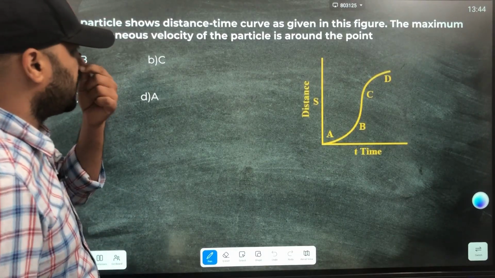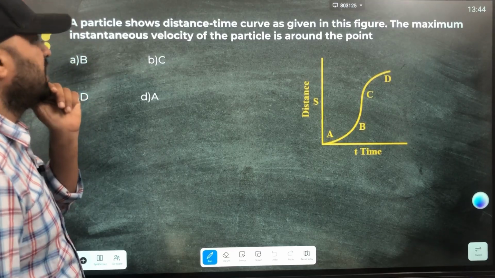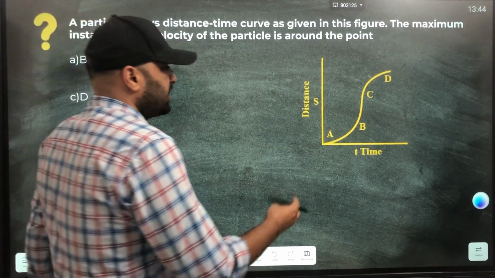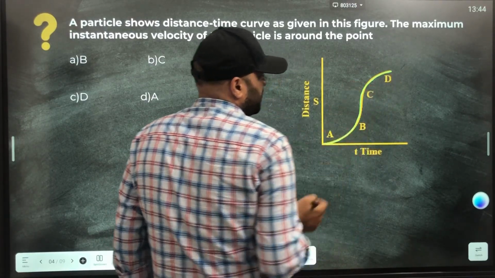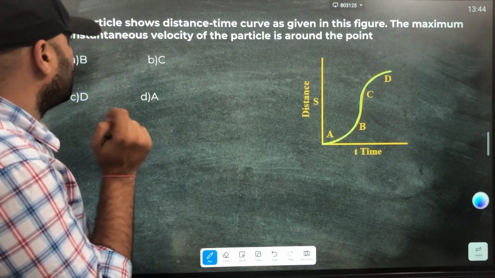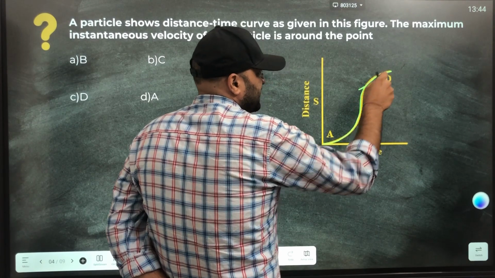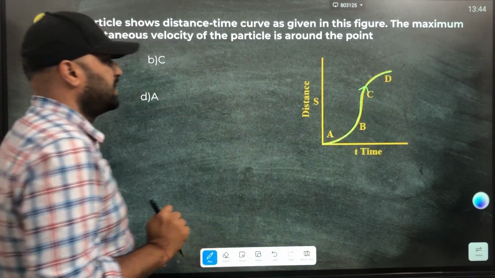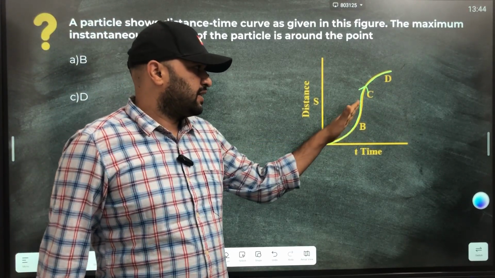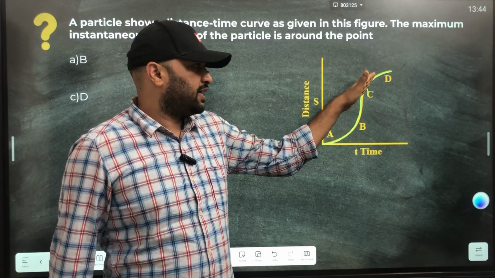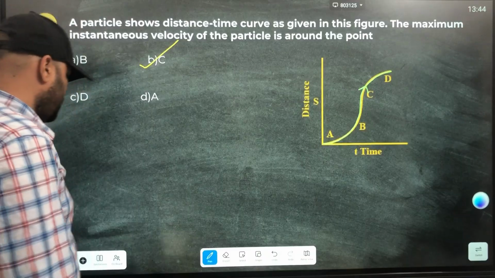Great, we have another graph, another curve. The question says a particle shows a distance time curve as shown in the figure. Fine. The maximum instantaneous velocity. Now if you look at the graph, it is increasing like this, right? It is increasing like this. So the maximum instantaneous speed or instantaneous velocity from this particular graph will be at point C. At C it is increasing, then again it is getting stable. So C is the point. Option B is the correct answer, okay? It is slowly increasing, it is getting maximum nearly at point C, between C and D, and then at D it is again getting nearly constant. So C is the point where it is maximum.